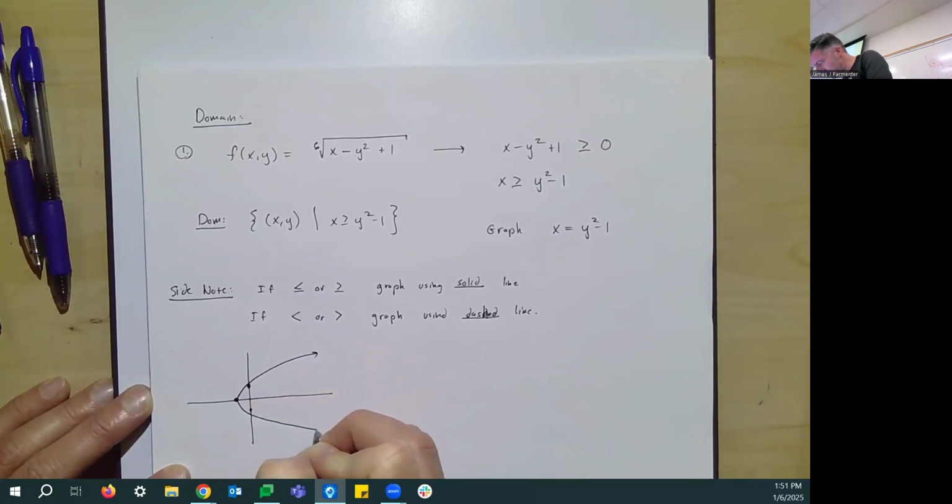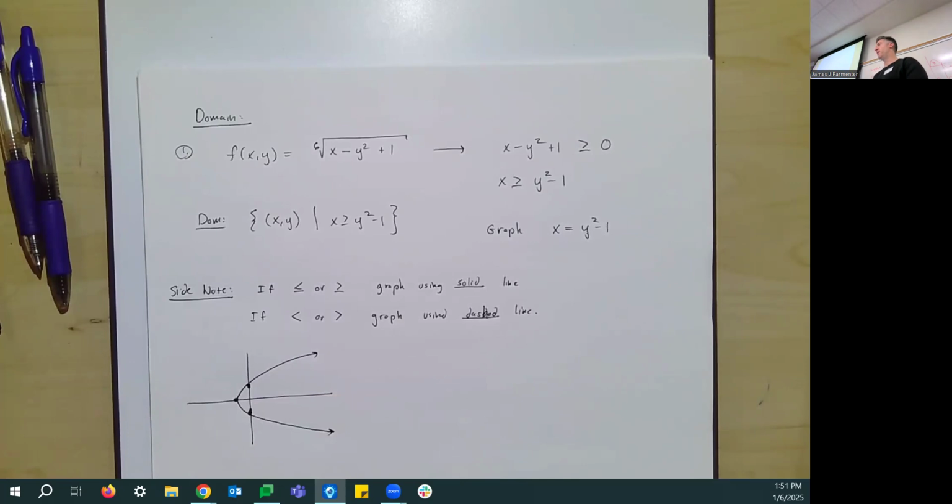All right, so you're supposed to hit that point there. So there's that parabola. That is the boundary between what is included and what is not included in the domain. Which side do we pick?